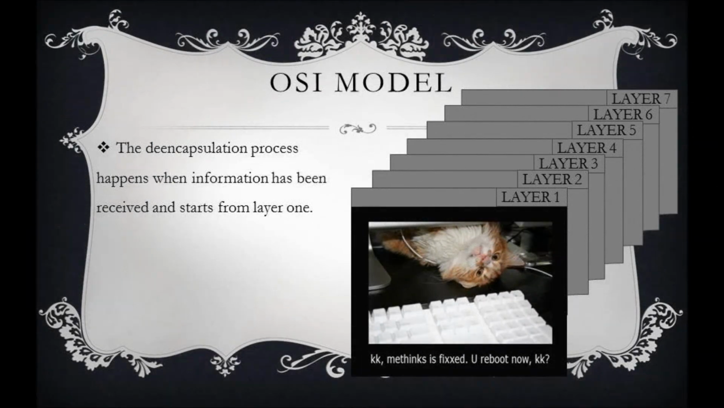Open Systems Interconnection Model. The de-encapsulation process happens when information has been received and starts from Layer 1.